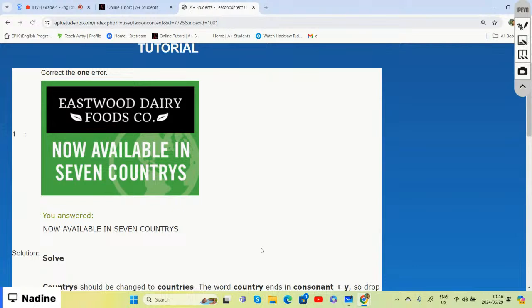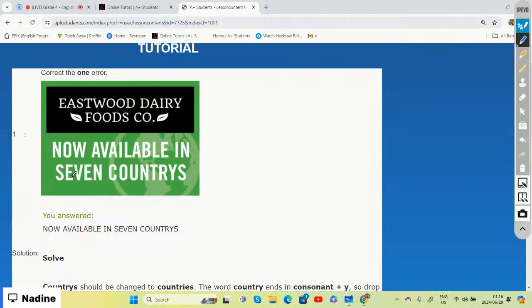All right, so if we look at that specific sign, it says Eastwood Dairy Food Company, because CO is basically short for company, and it is now available in 7 countries. If we were to correct the one error, we would correct this word, countries. Remember, if it is plural, making mention of more than one country, then we write it like this.